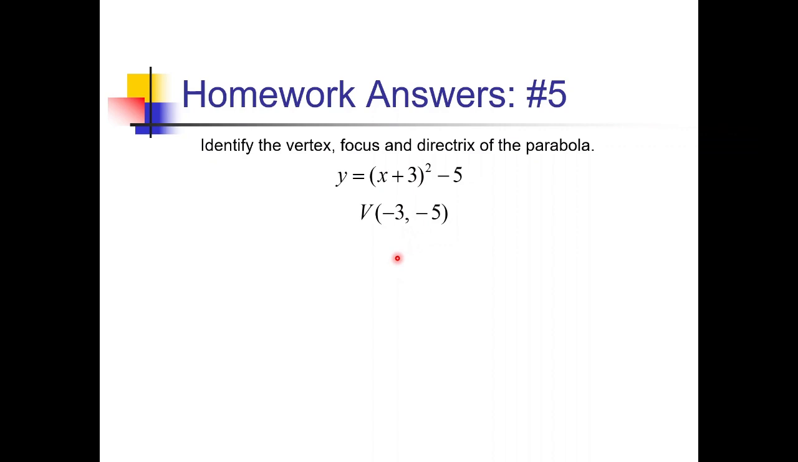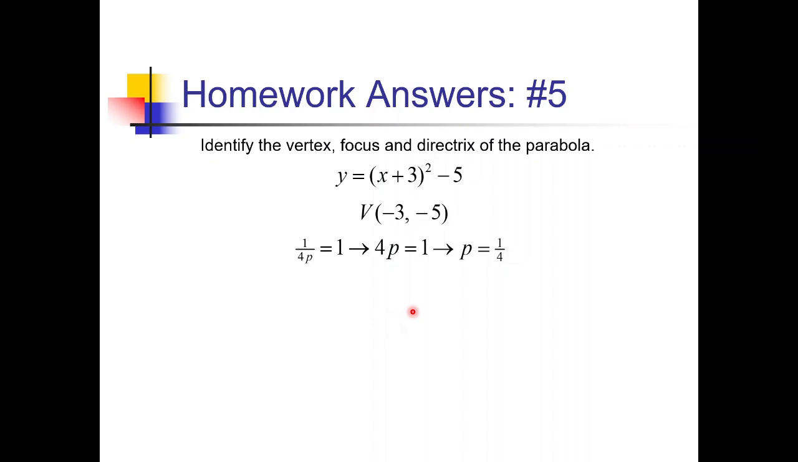For the p-value, which we need to get the focus and the directrix, we're going to set 1 over 4p equal to the invisible 1 out here. So that one's a little tricky because of that invisible coefficient. Cross multiplying, we have 4p equals, well, just 1. So that means p equals 1 over 4.